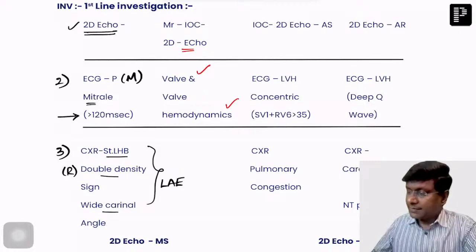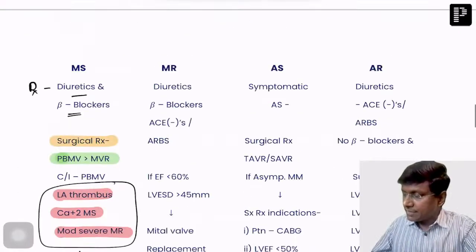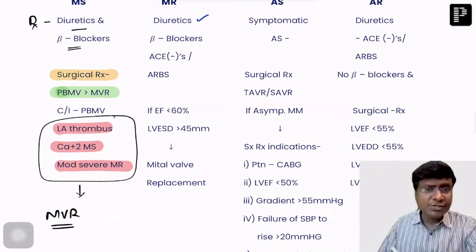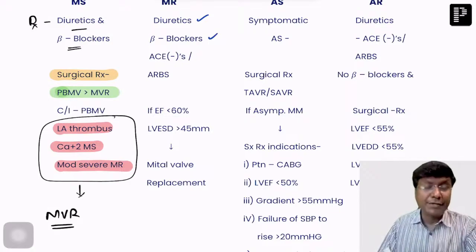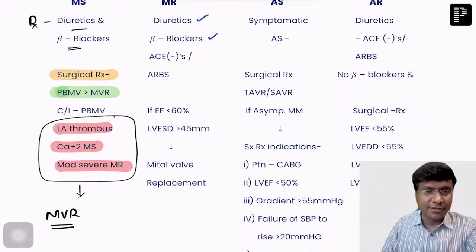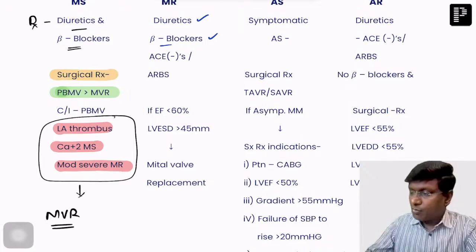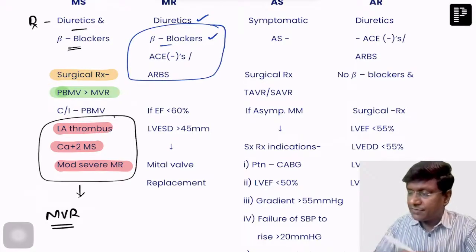Then how do you treat these patients with MR? Diuretics is what you need to give. Why? Because there is pulmonary edema, you need to treat that pulmonary edema, right? And basically these patients are lining up in heart failure, and you need to give all the drugs we give in heart failure: diuretics, beta blockers, ACE inhibitors, ARBs. What are the reasons for which you need to give these drugs?